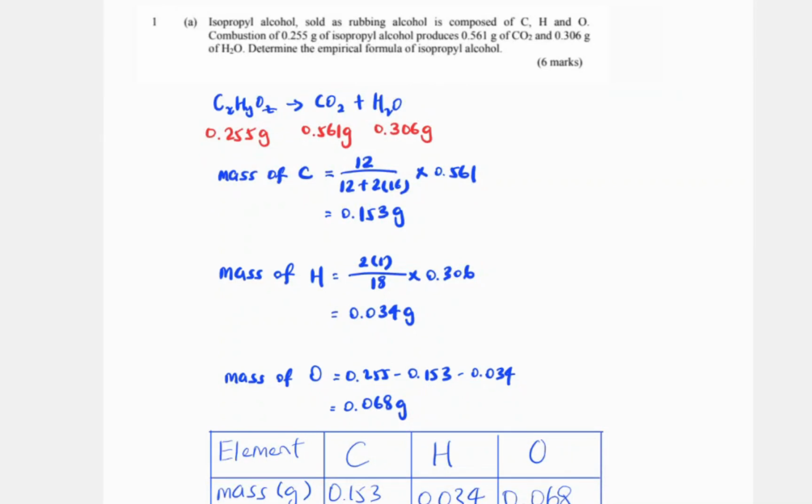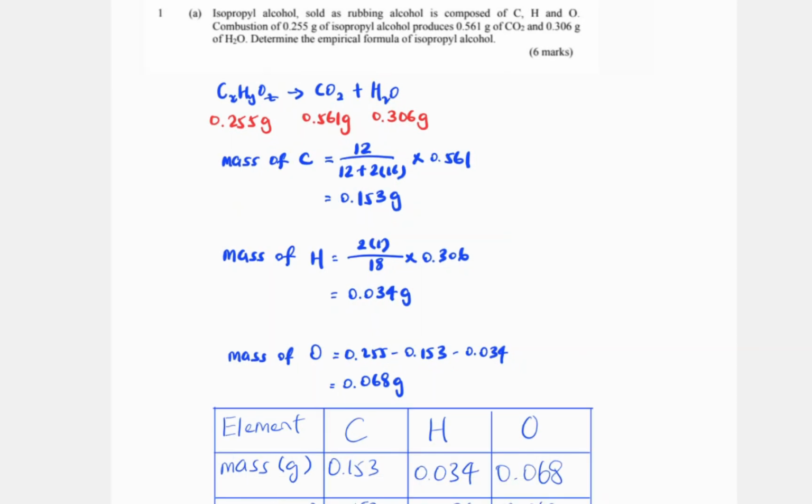Hi everyone, so I'm going to discuss a question from KMKT 23/24. The question states that isopropyl alcohol is composed of carbon, hydrogen and oxygen, and combustion of this alcohol produces carbon dioxide and water. So the question asks us to determine the empirical formula of isopropyl alcohol.